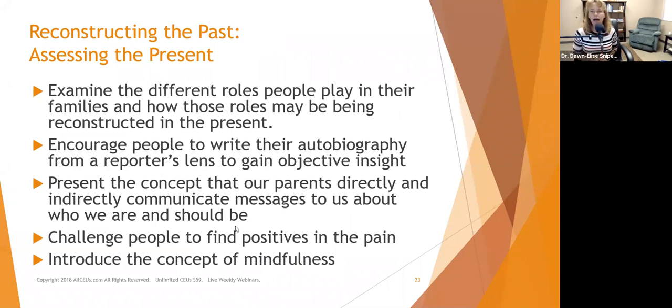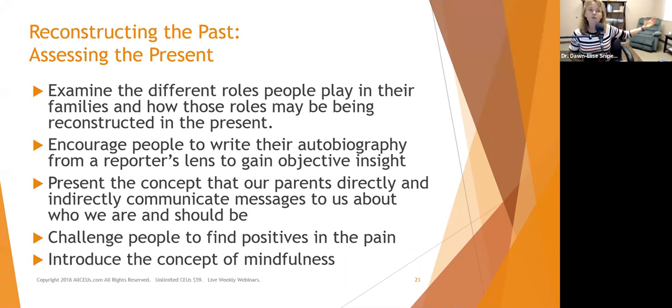In reconstructing the past, we want to examine different roles people play in their families and how those roles may be being reconstructed in the present, so they can deconstruct anything that's unhealthy and start creating that healthy family that they're really looking for. Encourage people to write their autobiography from a reporter's lens to gain an objective insight. Present the concept that our parents directly and indirectly communicate messages to us about who we are and who we should be. So we got those messages. It doesn't mean we have to agree with them. So helping clients really get in tune with their own identity so they can start living authentically.